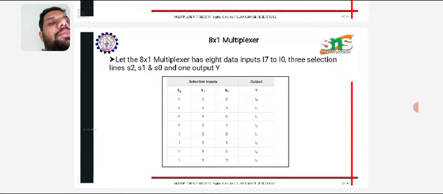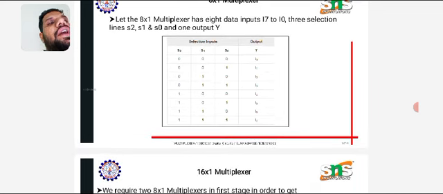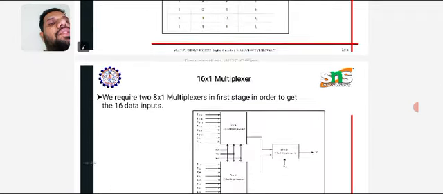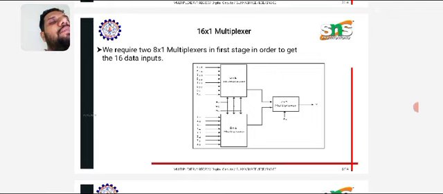This is the truth table of the 8x1 multiplexer. The inputs vary from I0 to I7. Based on the selection lines, a different input will be delivered at the output, as we have already seen in the previous 4x1 multiplexer. If the selection line inputs are 0, 0, 0, I0 will appear at the output. If the selection lines are 1, 1, 1, I7 will appear at the output. Similarly, we can also connect a 16:1 multiplexer.